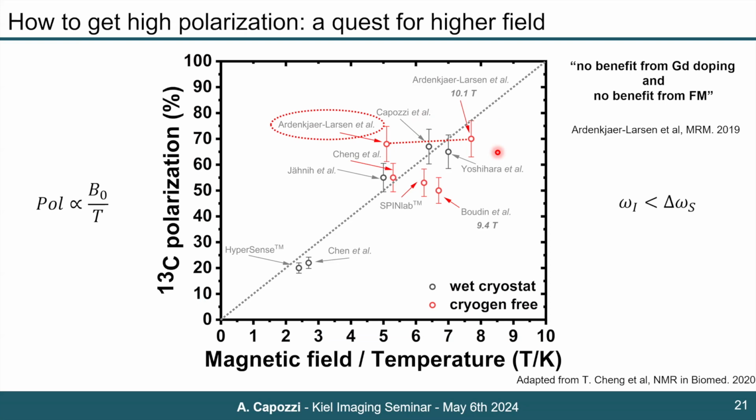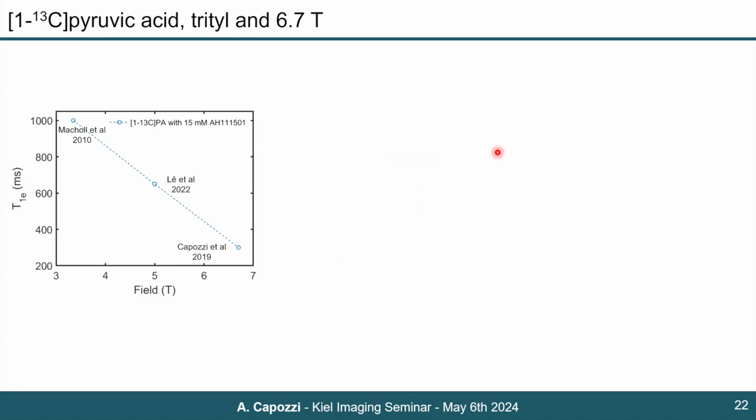So let's try to understand why at 6.7 Tesla it just works, pyruvic acid and trityl, and there is no benefit from either gadolinium doping or microwave frequency modulation. So the T1E decreases linearly with the field. I found these 3 nice dots in the literature. So if the T1 of trityl at 3.35 Tesla is around 1 second, then it decreases to 600 milliseconds at 5 Tesla and 300 milliseconds at 6.7 Tesla.